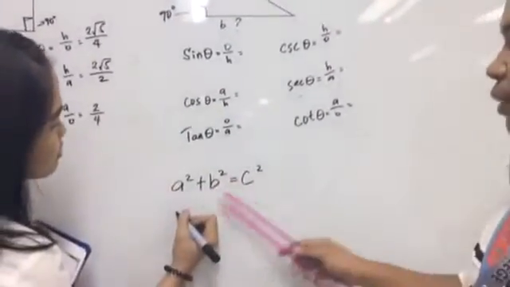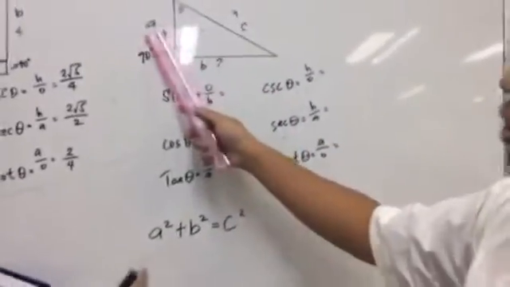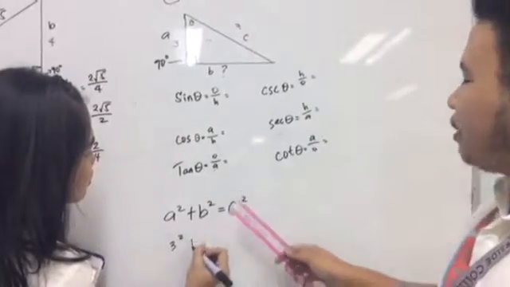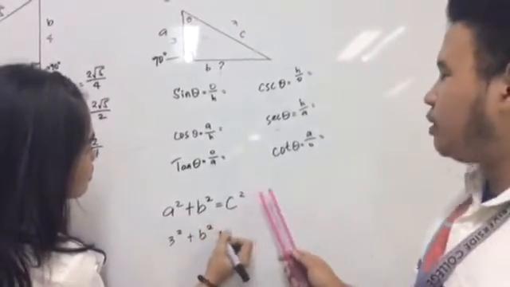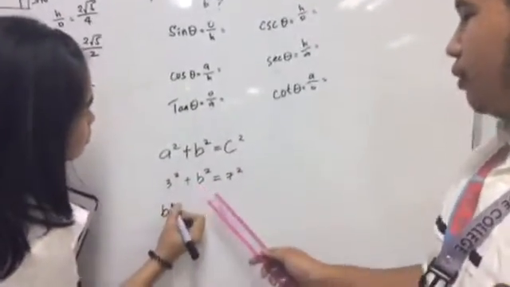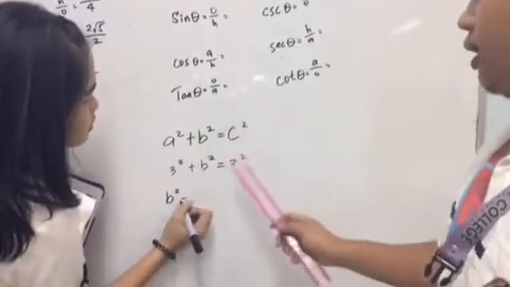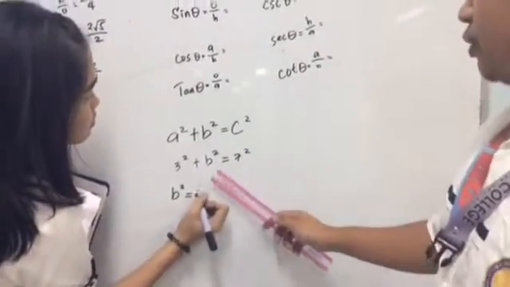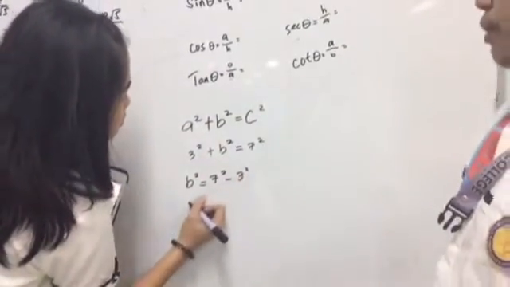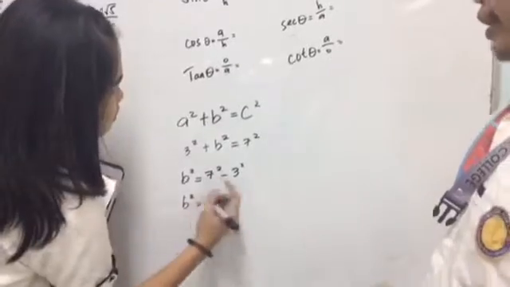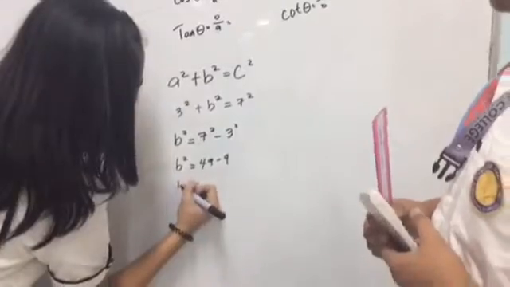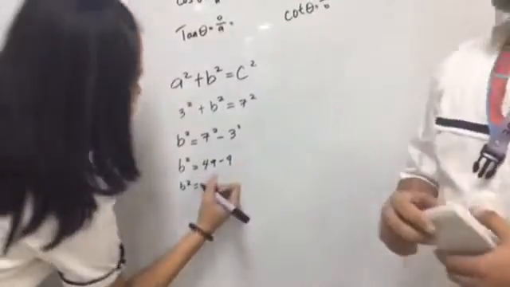A squared plus b squared equals c squared. Then the a is 3 squared. Then the b doesn't have any measurement. Plus b squared is equal to 7 squared. Then we should interchange it. b squared is equal to 7 squared minus 3 squared. So b squared is equal to 49 minus 9, so b squared is equal to 40.